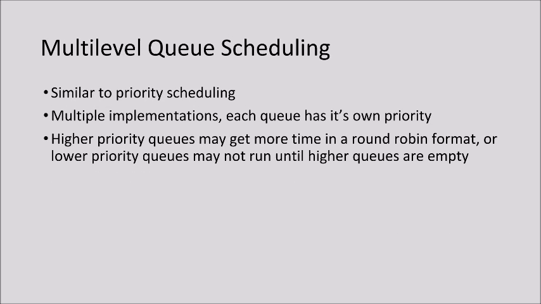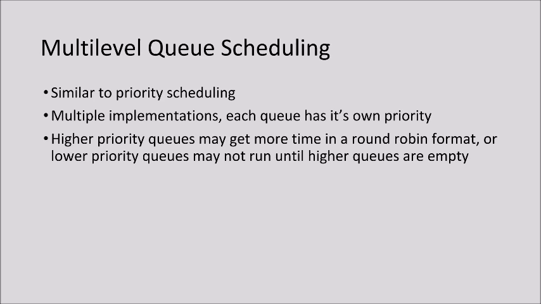Multi-level queue scheduling is pretty similar to priority scheduling. In this implementation, you would have multiple queues. You would have a high priority queue, like a normal priority queue, and a low priority queue. And then you could implement this kind of with a round robin format where instead of going between individual tasks, you would go with different queues.